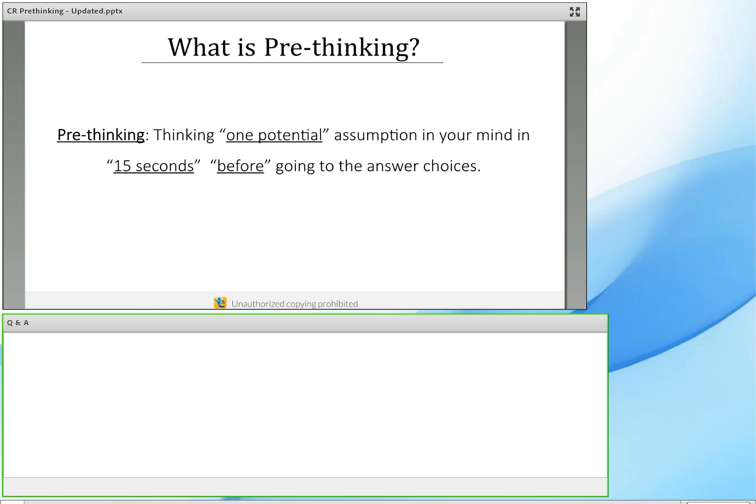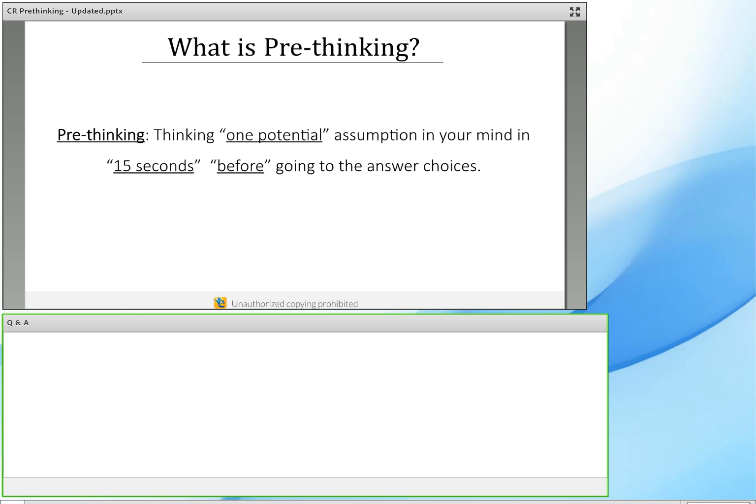Pre-thinking is thinking of one potential assumption in your mind in 15 seconds before looking at the answer choices. The three words in quotes are really important. So one is, the goal of pre-thinking is not to think of all the possible assumptions, but we are only focused on thinking of one possible assumption. The second thing is, a skilled pre-thinker is able to do this in 15 seconds.